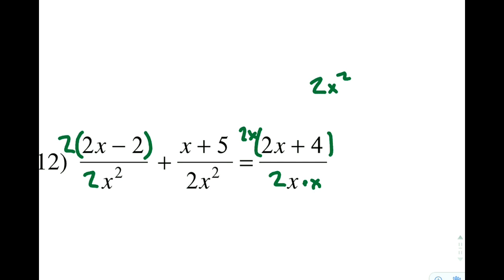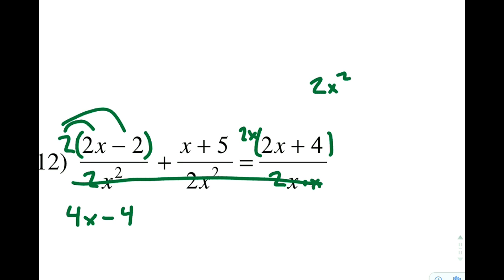We're getting used to our drill where every time we get like denominators all the way across, we can get rid of the denominators, and what we're really doing is multiplying both sides of the equation by 2x squared, but the shortcut in our heads might feel like we're crossing it out once we get them in common. We distribute what we have here, so we get 4x minus 4 plus x plus 5 equals, and we have to distribute this 2x to the other 2x, so 2x times 2x would be 4x squared. 2x times 4 would be 8x.